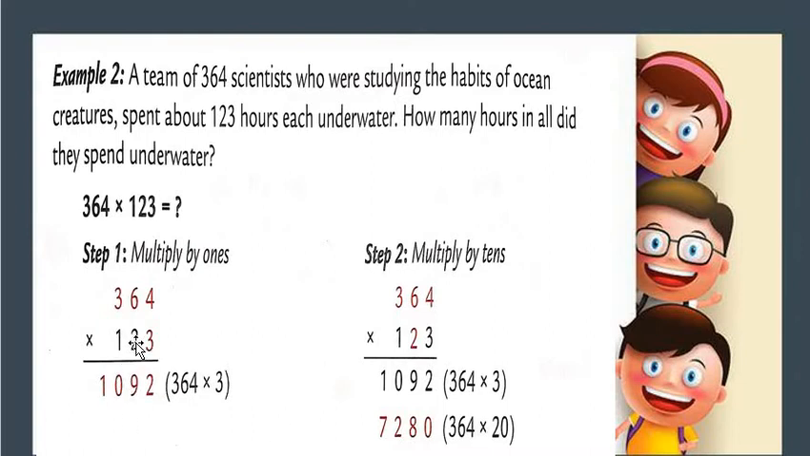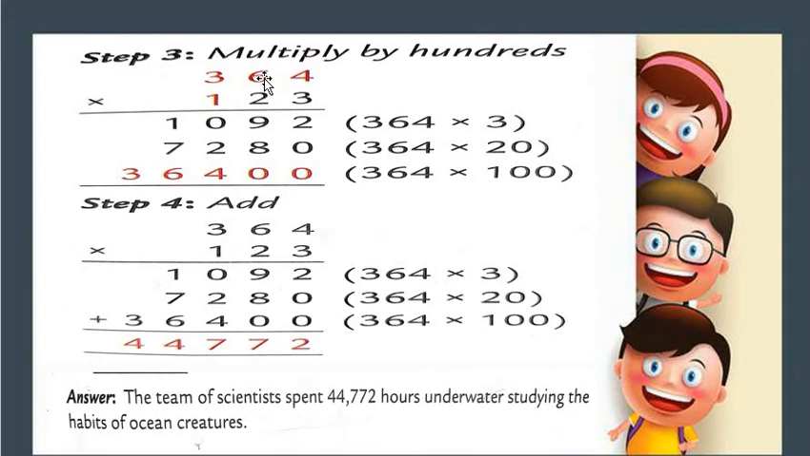123, how can we break it up? 100 plus 20 plus 3. We break it up like that. So now we do step number 3. Step number 3 is multiply by 100, and then step number 4 is add. How can we break 123? The last one is 3, then 2 is in the place of 10, so 20, and 1 is in the place of 100, so we put hundreds, like that. That is how we break up 123.